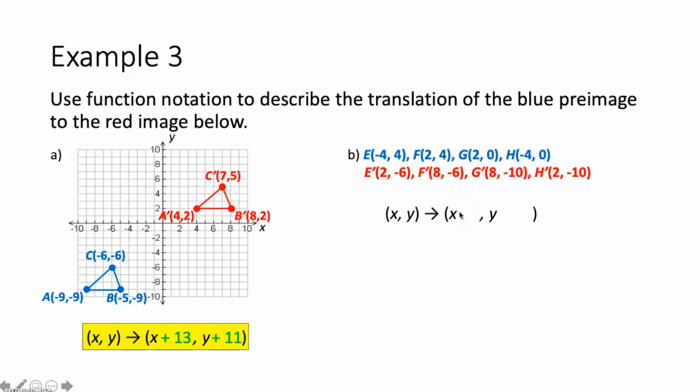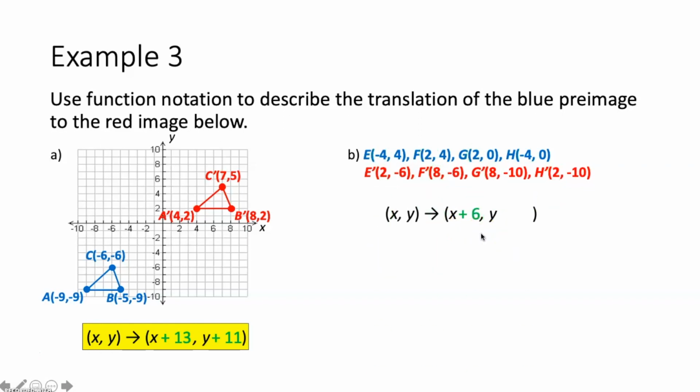Well, let's start with the x coordinates. So here, we're going from -4 to 2. We're going from 2 to 8. Same thing for the other two points. So what do I have to add to -4 to get it to be 2? What do I have to add to 2 to get it to be 8? Same thing here. It's 6, right? So it's going to be x plus 6 in my function notation.